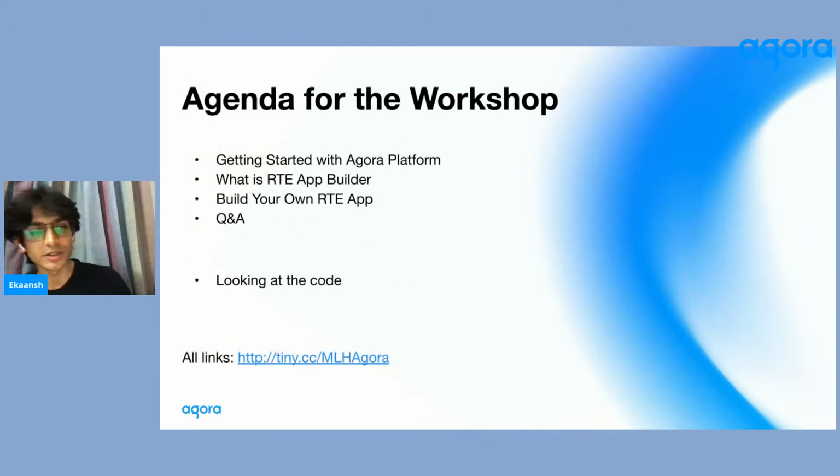So, a quick agenda for today's workshop. We'll get started with the Agora platform. In case most of you don't have an Agora ID, we'll quickly go ahead and create a new ID so that we can use it in our projects. Once we've done that, we'll go through what RTE App Builder is, and discuss a high-level overview of what it does before we build our own app. We'll go through the process of customizing it, building it, and even deploying it to, say, Vercel. And then we'll take in questions while things are building. If we have more questions, we'll try to squeeze in some time towards the end.